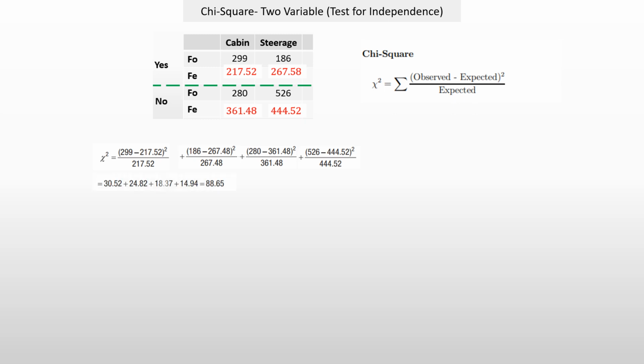We add all of those up. So the contribution for each: 30.52, 24.82, 18.37, 14.94. We add those up, we get 88.65. So that's our x-squared value. At this stage, if you're doing this in college or for an assignment, you will have 60-70% of the marks.